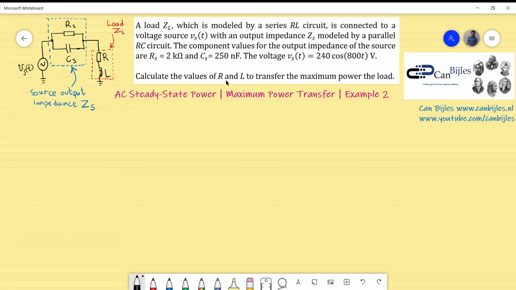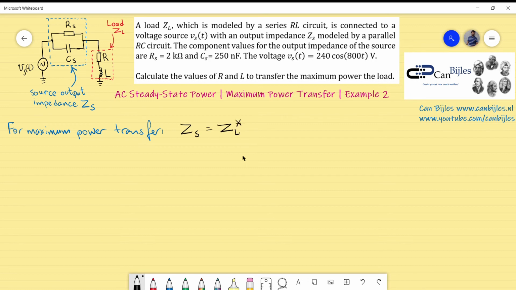The question is the following. Calculate the values of R and L, so these are the component values of the load, to transfer the maximum power to the load. Now, you know already from the previous videos and the discussion that maximum power transfer requires, let me write it down, the source impedance must be equal to the complex conjugate of the load impedance.